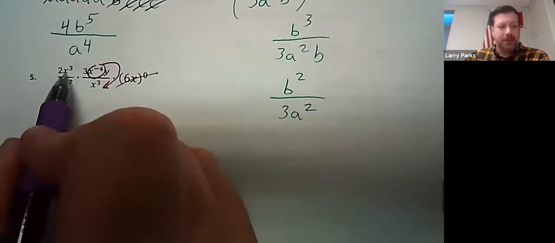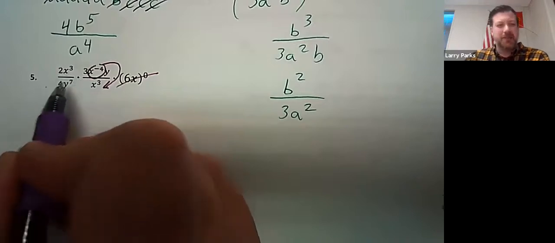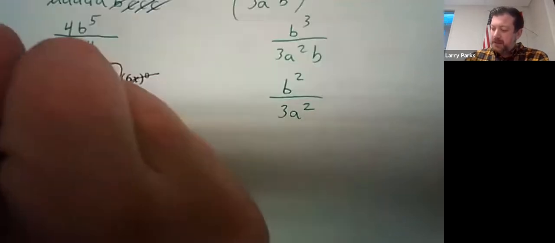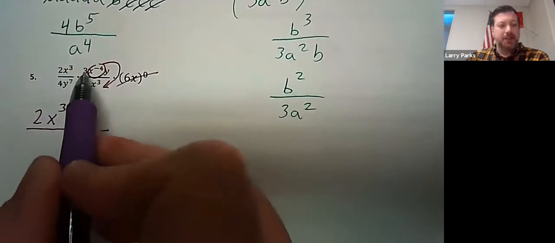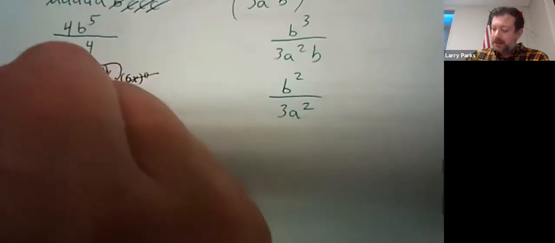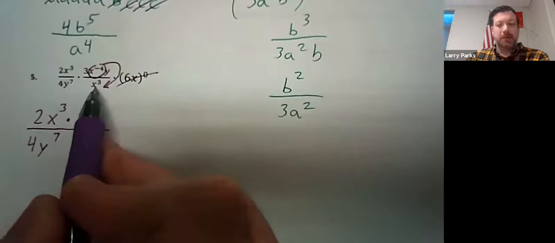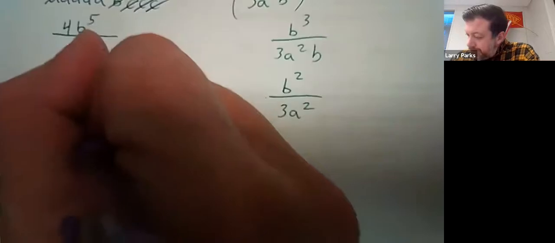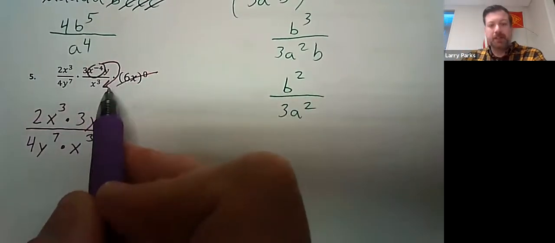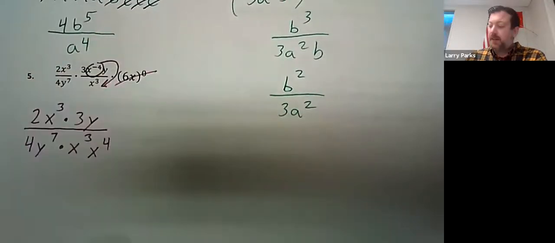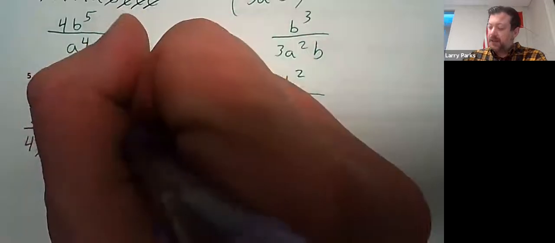So I'd get 2x cubed. I always like to get rid of the negative exponents. That'd be 2x cubed times 3y and then 4y to the 7th times x cubed. Then I also have my x to the 4th that's coming down to make it positive. Okay. From there, 2 times 3 is 6.